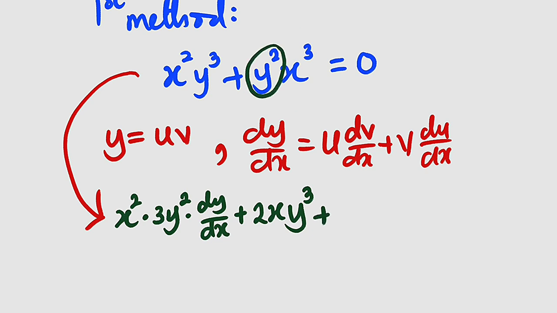Then you move to the next one, plus. I would like to keep this one constant, that is y squared. Then multiply by the derivative of x cubed. 3 will drop down to multiply x, then you reduce the power by 1. 3 minus 1 is 2.